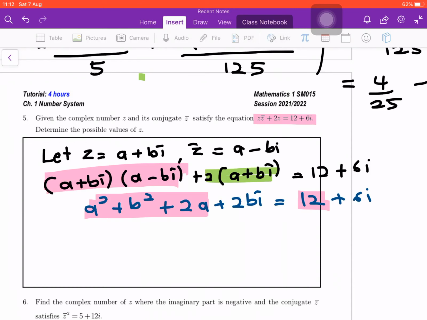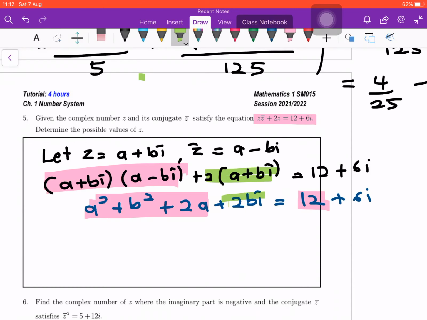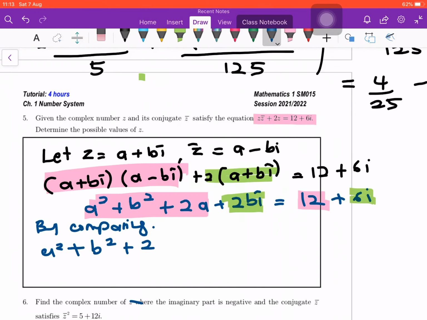And imaginary part, I highlight with green color, 2bi compare dengan 6i. Okay? Okay, so tulis dekat bawah ni lah. Tulis kat bawah ni. By comparing, a square plus b square plus 2a is equal to 12.